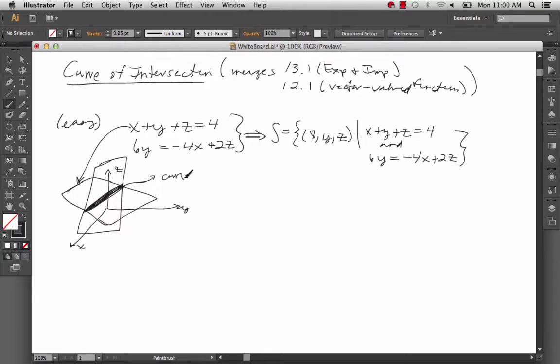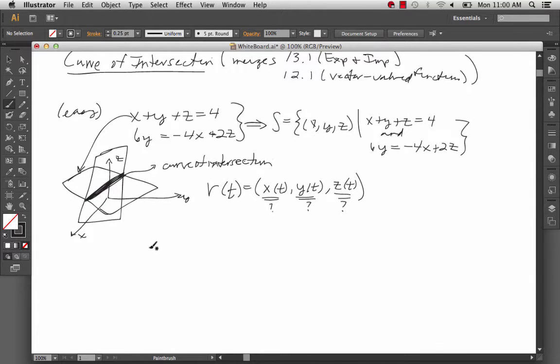Here is our curve of intersection. Because it's a curve in three-dimensional space, we know that we should be able to describe that curve in terms of section 12.1 as some x of t, a y of t, and a z of t. So the question is, what actual expressions for x, y, and z as a function of a single variable t do we choose?